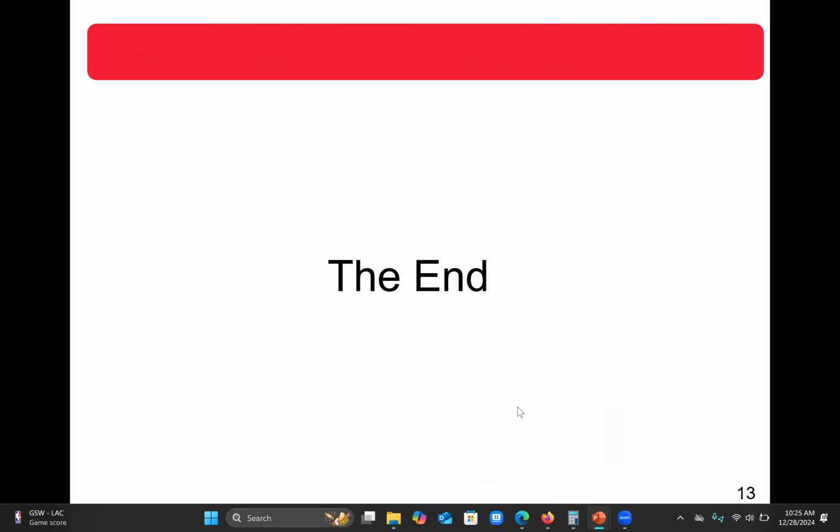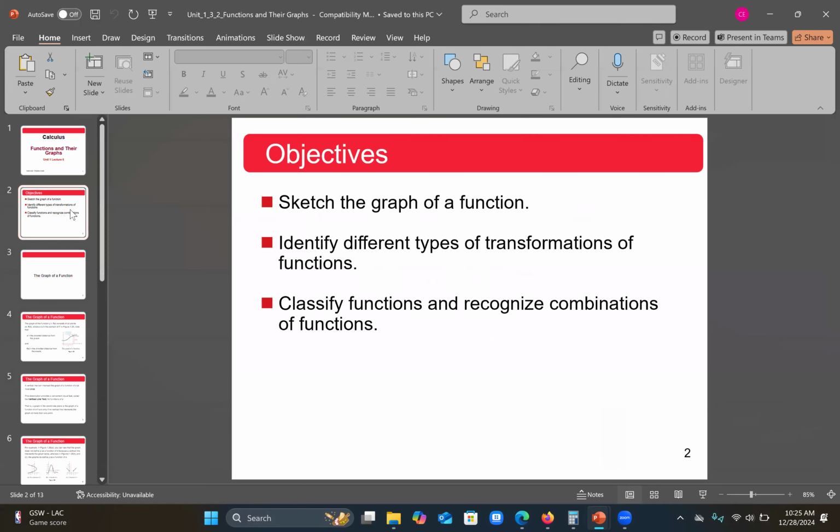So that will be the conclusion of this lecture. In this lecture, we just learned the basic concept again on how to sketch a graph of a function and also different types of transformation of functions. So again, see you in the next lectures, and thank you for your time.